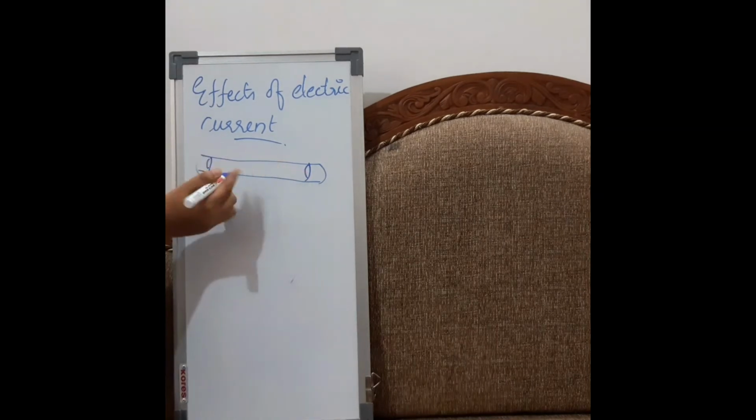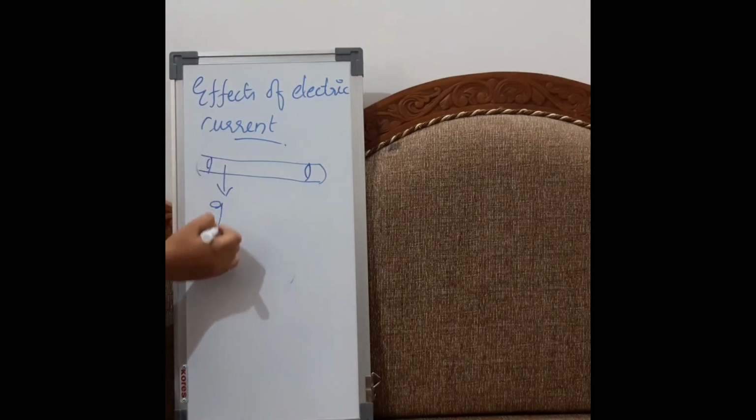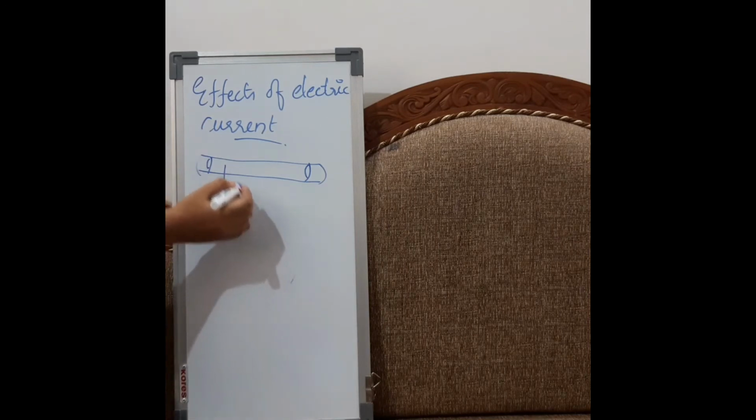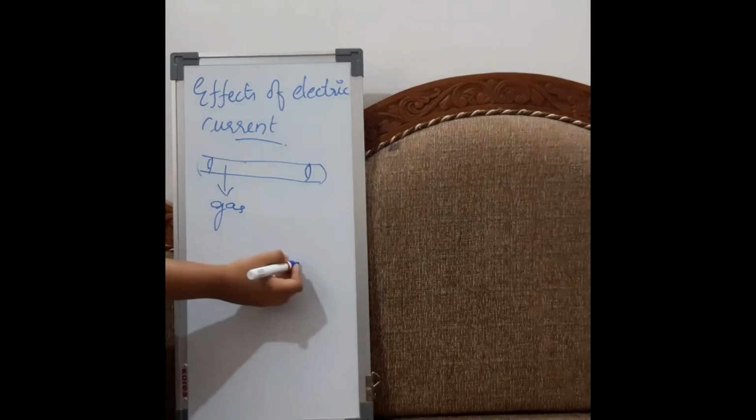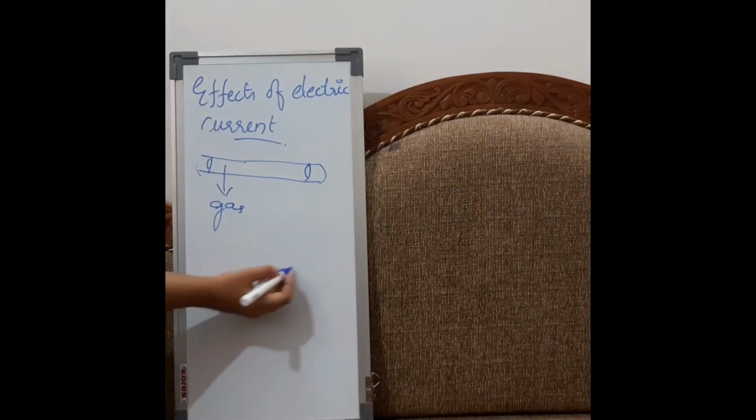The gas will be filled in this tube, and there will be a discharge of electricity through the gas. Due to the discharge of electricity, light is emitted. When a high potential difference, that is, high voltage, is applied, the gas molecules get excited. We will learn about excitation in +1.